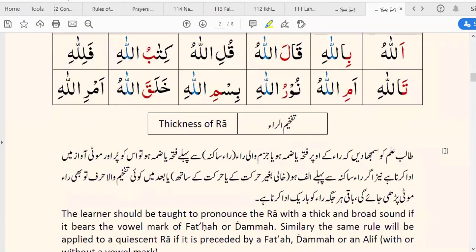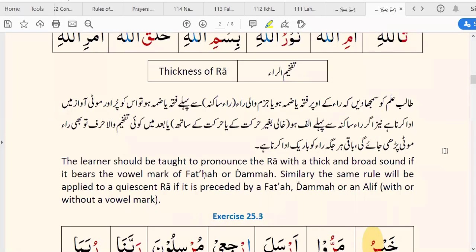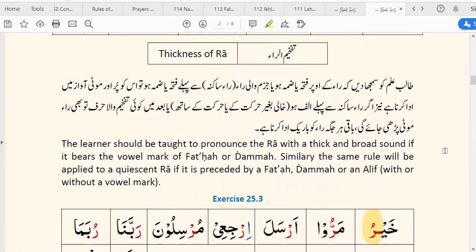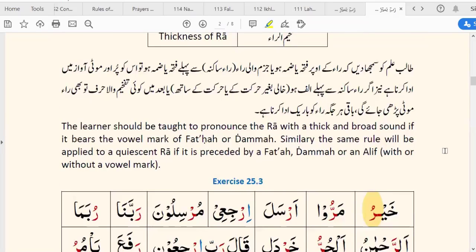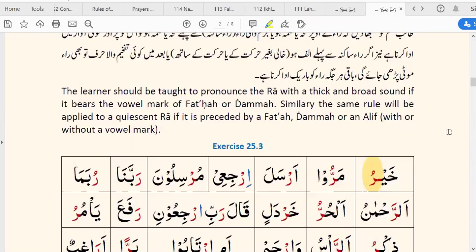Today, I'm going to introduce a new rule, which is the rule of ra. And this is the thickness of ra. So whenever there is letter ra present and there is a fatha stroke, or there is a dhamma stroke before it, or there is a vertical fatha, vertical dhamma, or fathatain or dhammatain, any stroke which is related to fatha or dhamma, when it is present before letter ra, you are supposed to produce a thick and heavy sound.